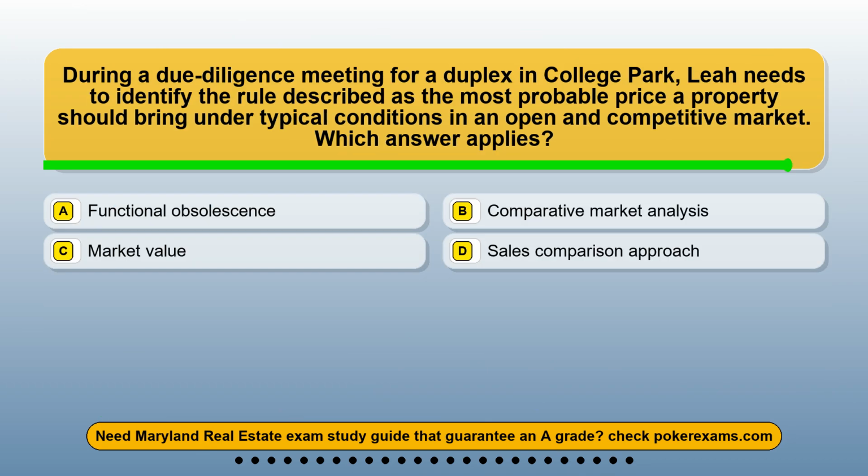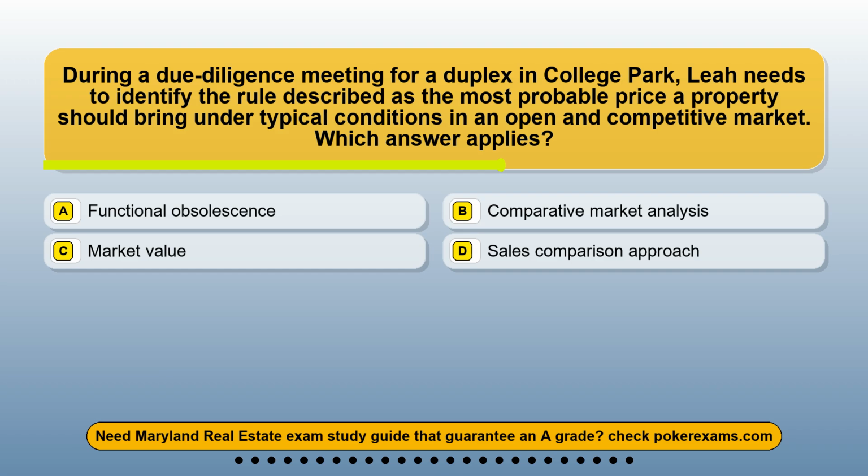Question 12. During a due diligence meeting for a duplex in College Park, Leah needs to identify the rule described as the most probable price a property should bring under typical conditions in an open and competitive market. Which answer applies? Option A, functional obsolescence. Option B, comparative market analysis. Option C, market value. Option D, sales comparison approach.